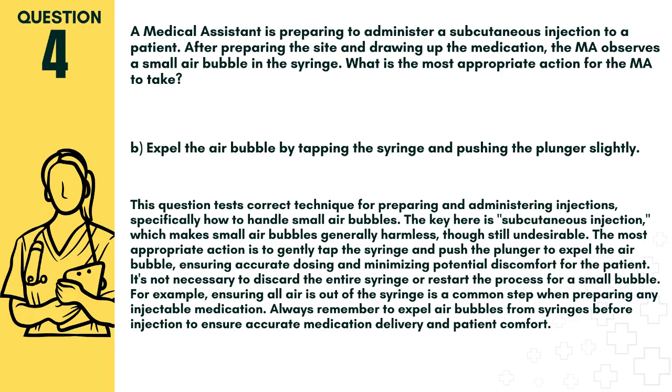Answer B. Expel the air bubble by tapping the syringe and pushing the plunger slightly. This question tests correct technique for preparing and administering injections, specifically how to handle small air bubbles. The key here is subcutaneous injection, which makes small air bubbles generally harmless, though still undesirable. The most appropriate action is to gently tap the syringe and push the plunger to expel the air bubble, ensuring accurate dosing and minimizing potential discomfort for the patient.